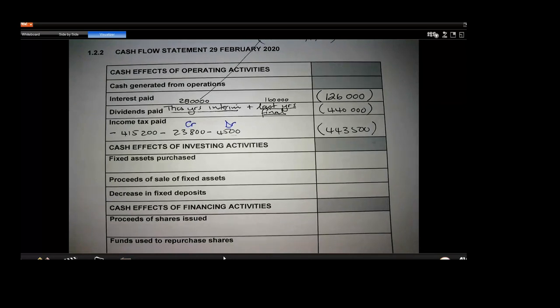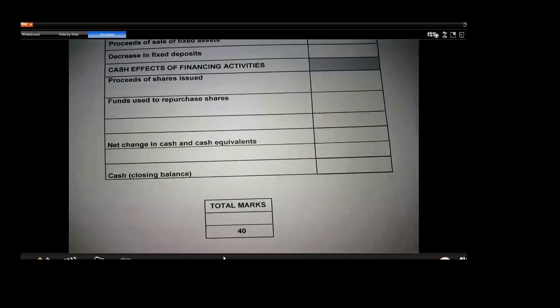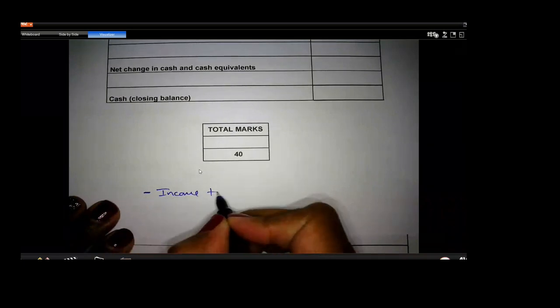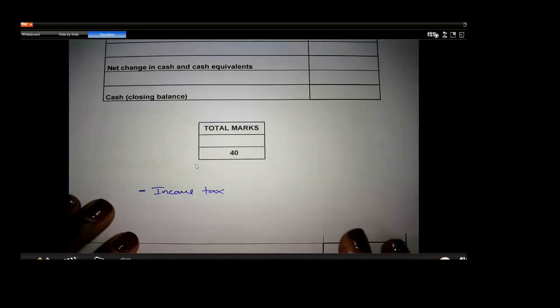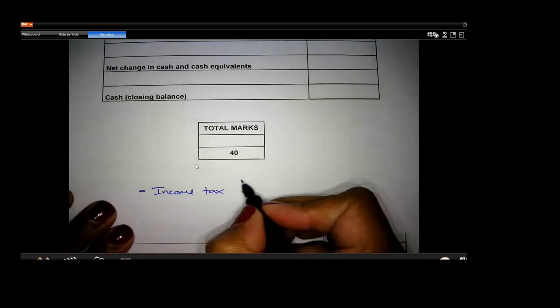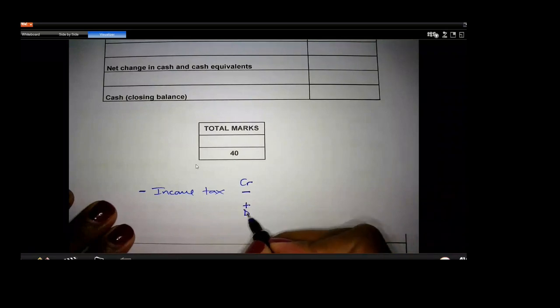Okay, so the other way to memorize it is to do it this way. Minus income tax. Okay, you're just writing down ways to remember it. Then I'm going to minus, okay, my credit. And I'm going to plus my debit.